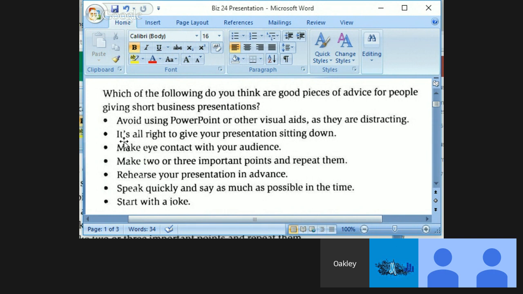Okay. So if you are making a presentation, if you make a presentation in front of only one person or two, it's okay to sit down. It's okay to give your presentation sitting down. But if there are more than 3, 4 people, no.